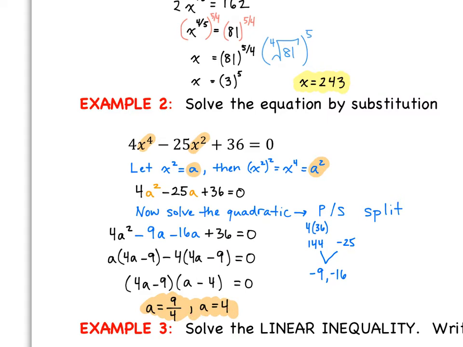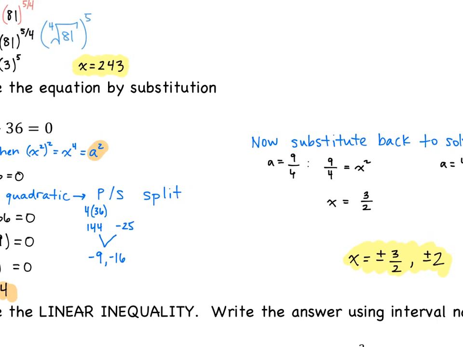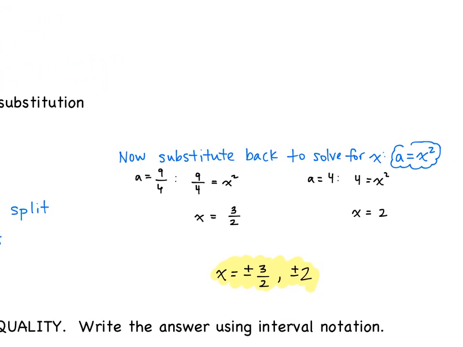So now I solved for a. I need to find what x is, because that's what our equation is originally in. So now what we need to do is go back and substitute. We know what a is. We need to substitute back so we can solve for what x is.